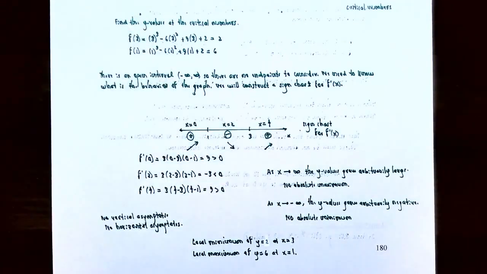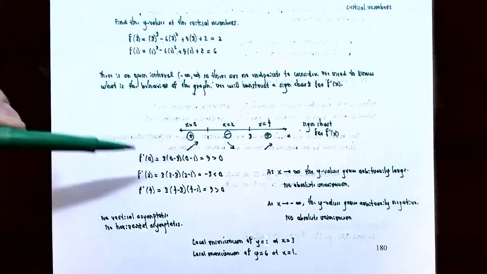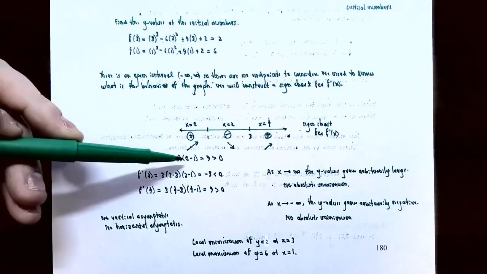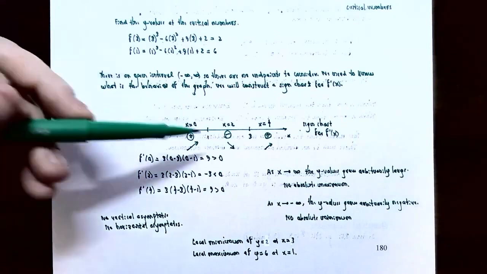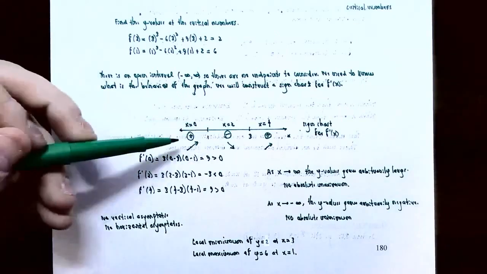Now these test values go into the first derivative because we want to find out the sign of the derivative. If the derivative is positive, that means the original function f of x is increasing. And if the derivative is negative, then the original function f of x is decreasing. So x equals 0, plug that into the derivative. f prime of 0 is 3 times 0 minus 3 times 0 minus 1, and that comes out to be positive 9. So on this interval where x is less than 1, the original function is increasing because the derivative is positive.